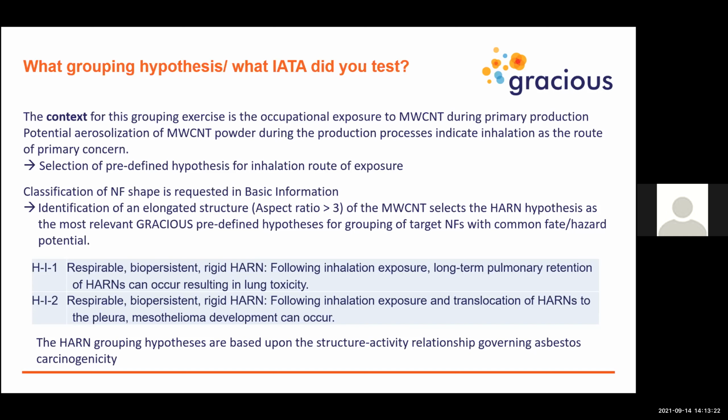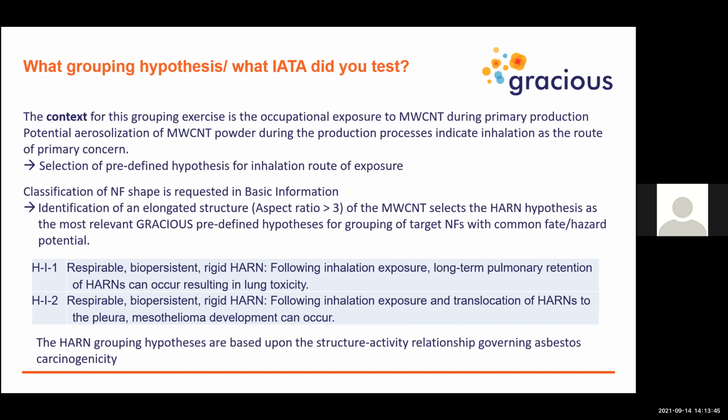So the framework also requests classification of the nanoform shape as part of the basic information. So the identification of elongated structures, an aspect ratio greater than 3, of the carbon nanotube has selected the HARN hypothesis as the most relevant GRACIOUS predefined hypothesis for grouping these target nanoforms.